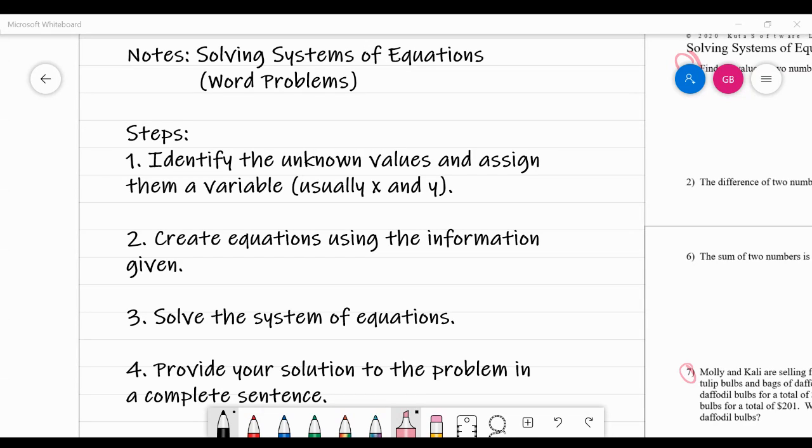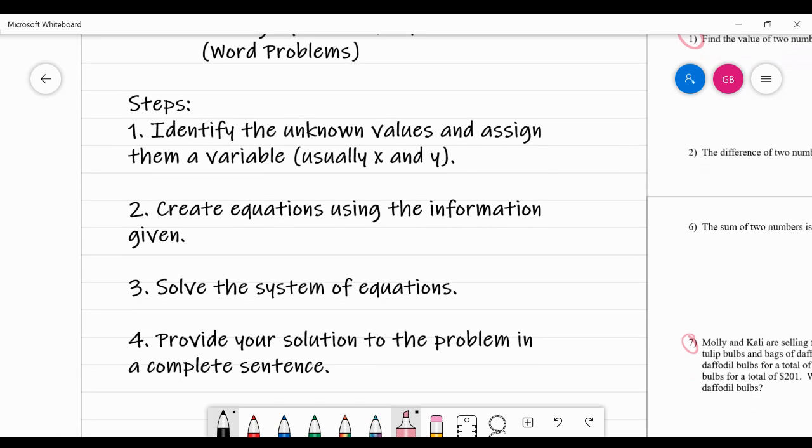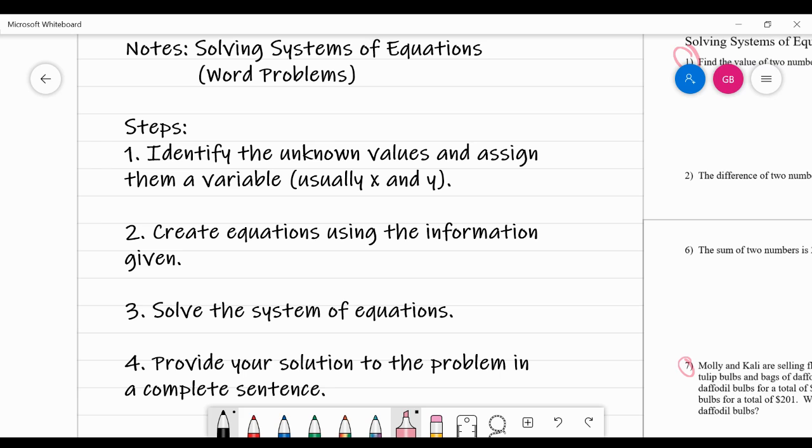Hi everyone, in this video I'm going to show you how to solve systems of equations when we have word problems. Here are the steps here on the screen. Step number one, identify the values and assign them a variable. And then we usually use x and y for our variables. Then we're going to create equations using the information given. Once we have the equations, we're going to solve the system of equations.